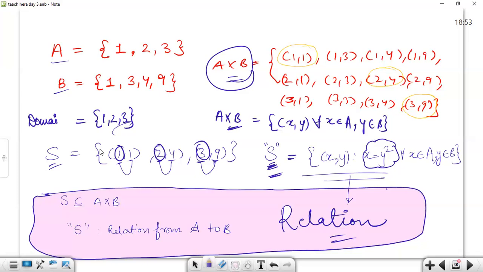And if we take the second element from the relation, then that particular set, okay, for the domain we take the whole first elements 1, 2, and 3. If we take the second elements 1, 4, and 9, this will be the range of the relation. This is the range of the relation.